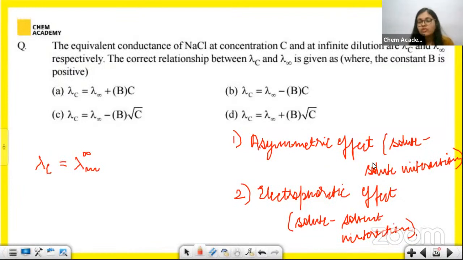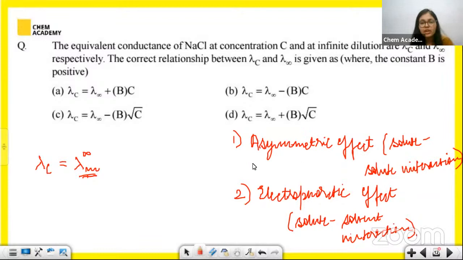So in case of these interactions, whenever they operate in a particular solution, they actually start decreasing the conductance. They start decreasing the molar conductance from its maximum value, and because of these effects, the molar conductance starts decreasing.